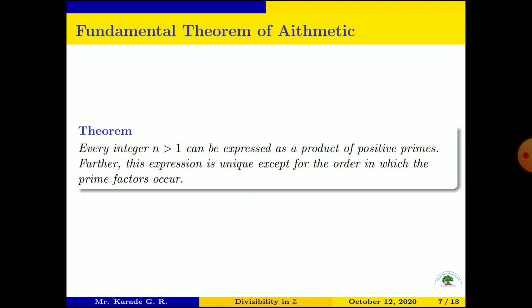Now next we state the fundamental theorem of arithmetic. That theorem says that every integer n greater than 1 can be expressed as a product of positive primes. Further, this expression is unique except for the order in which the prime factors occur.